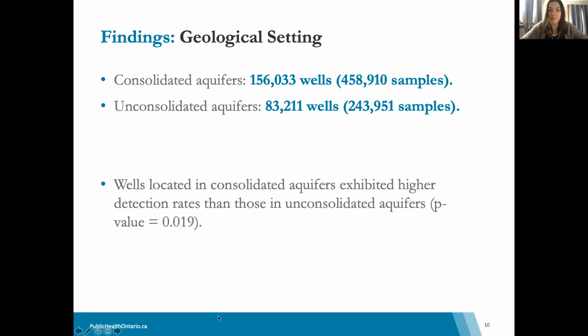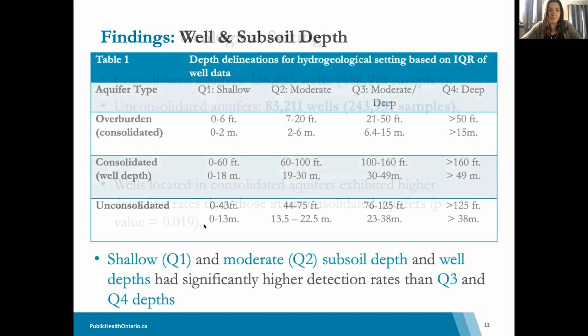Detection rates were then calculated based on aquifer type and then compared. It was found that detection rates in consolidated aquifers were significantly higher than unconsolidated across the 7-year period. Once the wells were separated into consolidated and unconsolidated aquifers, I further delineated the data based on depth to bedrock or overburden for consolidated and also well depth for both aquifers.